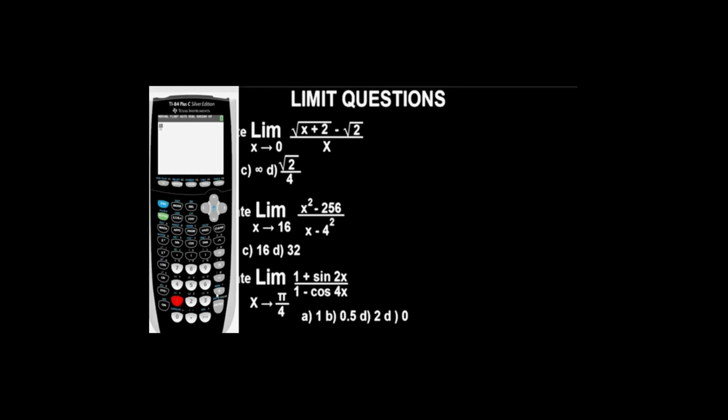Okay, plus sine 2x. Okay, close the brackets, over we have 1 minus cos 4x. So that's it. Close the bracket. We're good to go. Right now, let's press the enter button to get our result.